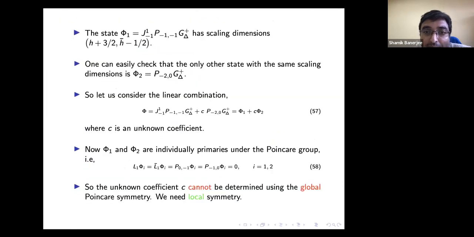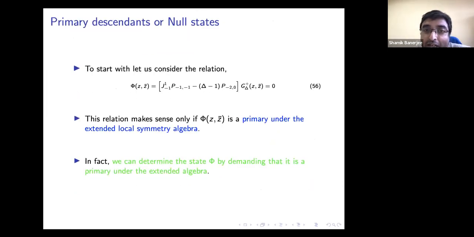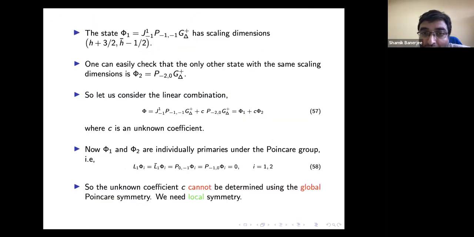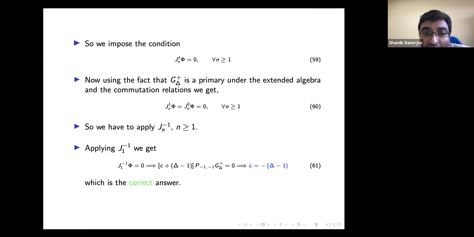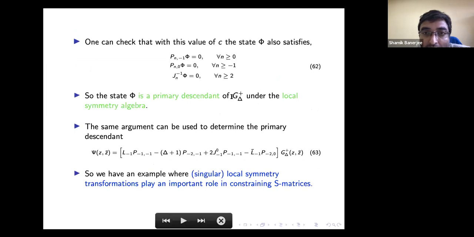Okay, so this is the primary descendant. So all the things can be done purely algebraically. I mean, that is essentially the point. And then, okay, so you can do the same thing for the other state, for example, this psi ZZ bar. So that has this form.